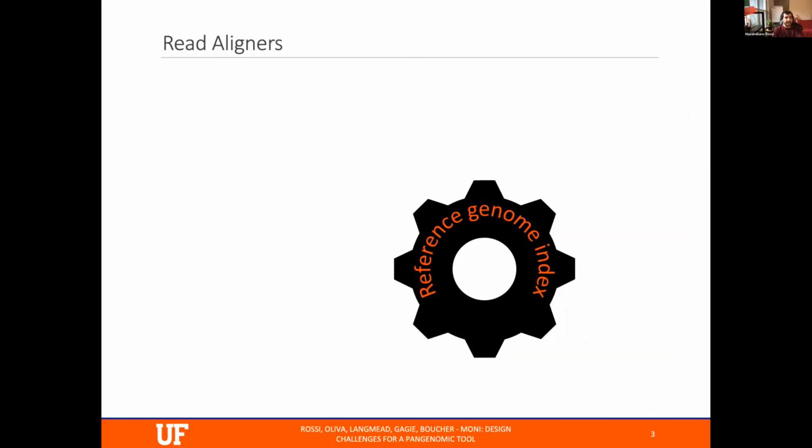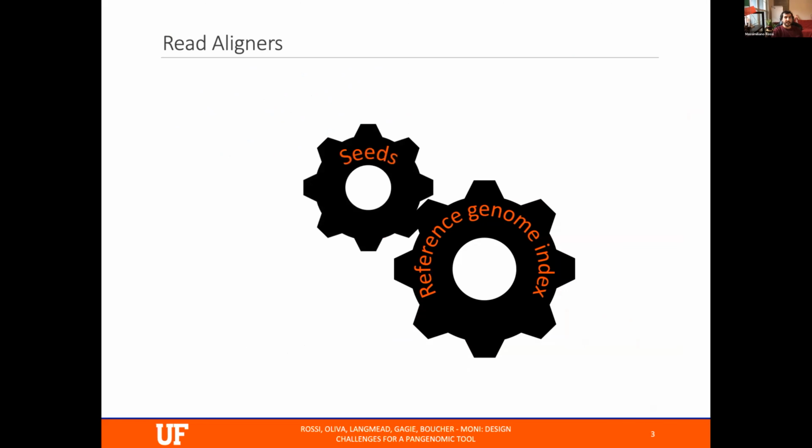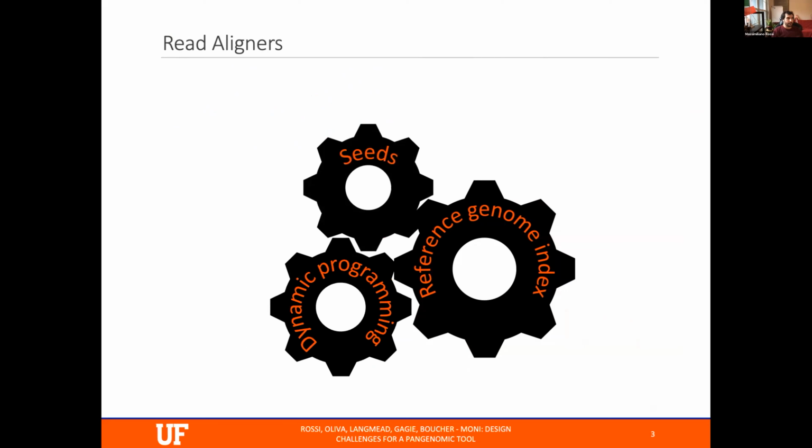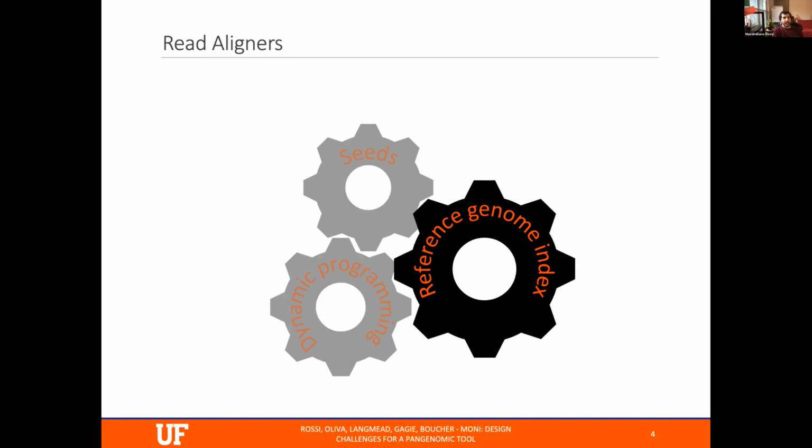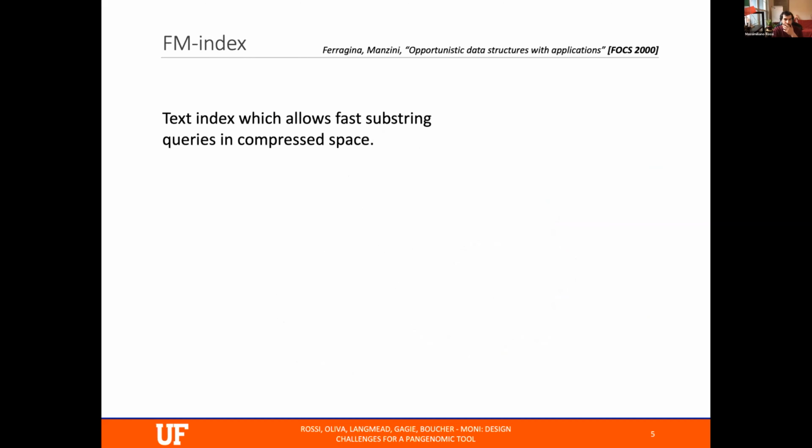Focusing on short read aligners, we can break them into three main components. The first component is an index for the reference genome. Then we have the ability to find seeds, and a dynamic programming component to extend the seeds to approximate matching. In order to scale read alignment to the pangenomic level, we need to scale up all those three gears. I will talk about the first two gears, and I will exclude the third one for this talk because I want to focus on the design challenges. Okay, let's start with the reference genome.